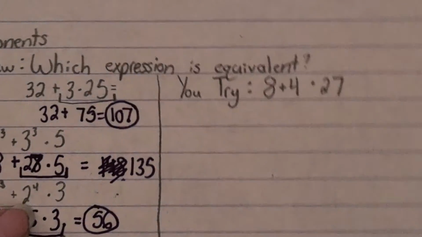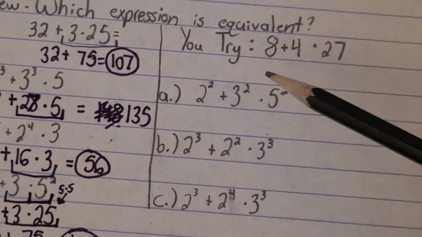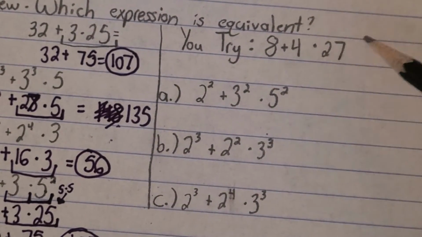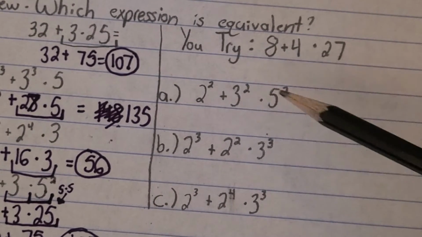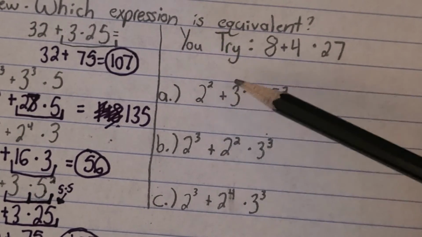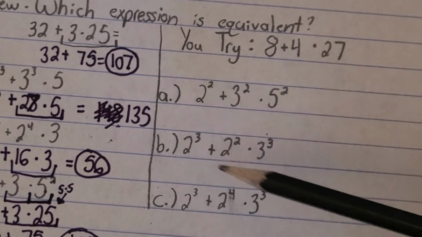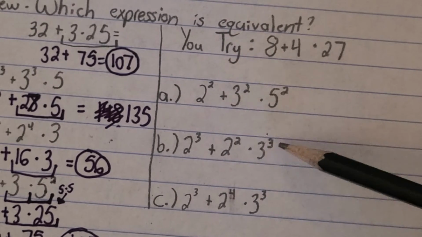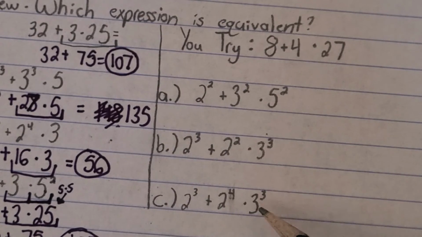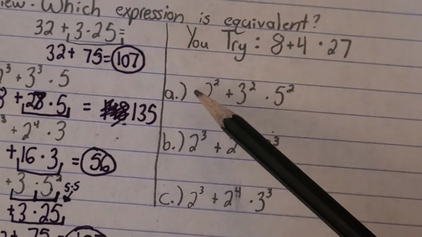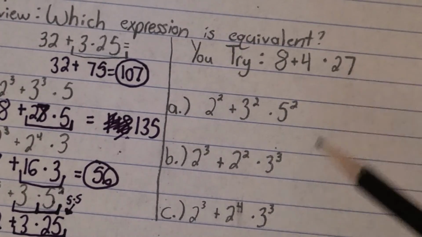All right, your turn. You try. Your expression is 8 plus 4 times 27. Is that equivalent to 2 squared plus 3 squared times 5 squared? Make sure you notice all the first operations are adding and the second are multiplying. Or 2 cubed plus 2 squared times 3 cubed? Or is it 2 cubed plus 2 to the 4th times 3 cubed? You need to solve each one like I did and find the one that equals the same thing as this expression.